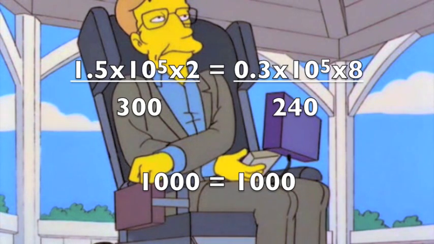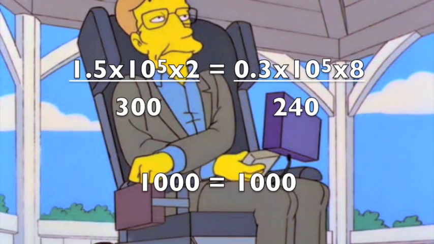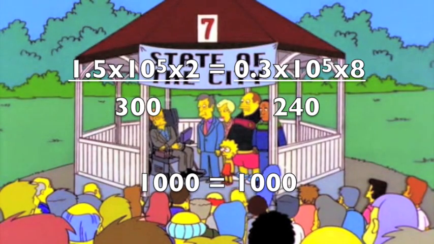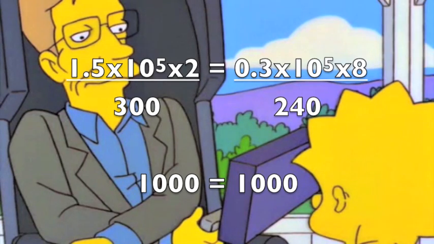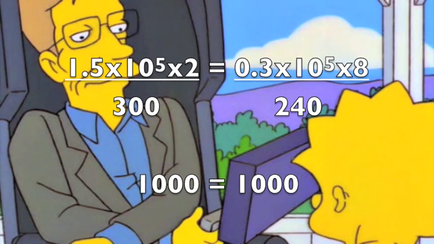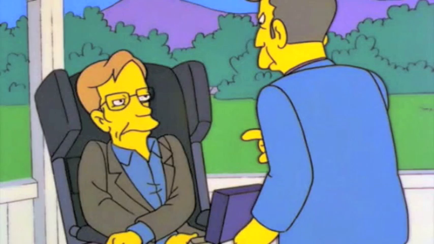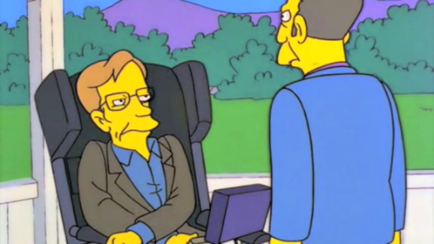For the weather balloon, 1.5 times 10 to the 5 times 2 divided by 300 equals 0.3 times 10 to the 5 times 8 divided by 240. 1000 equals 1000.